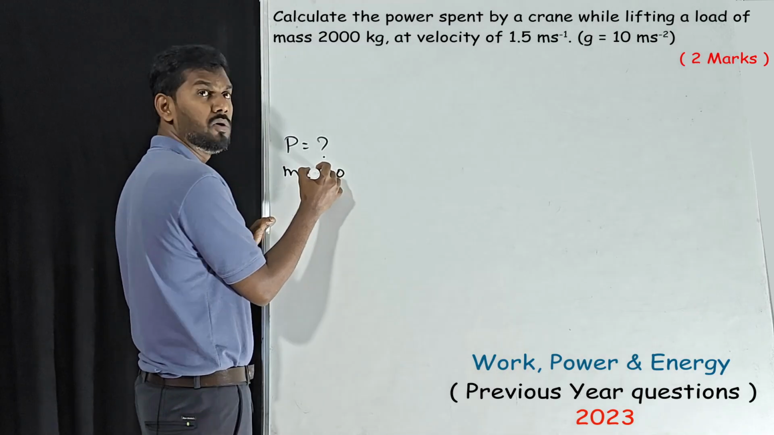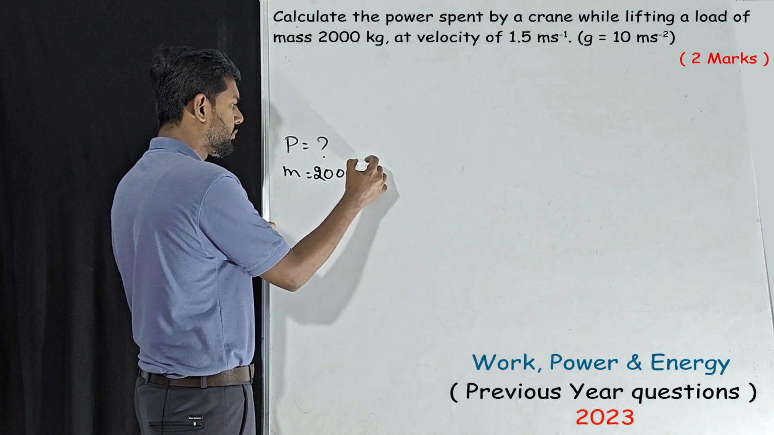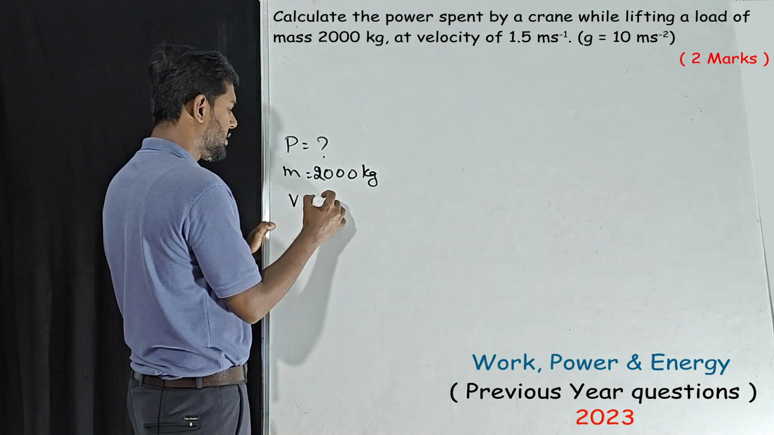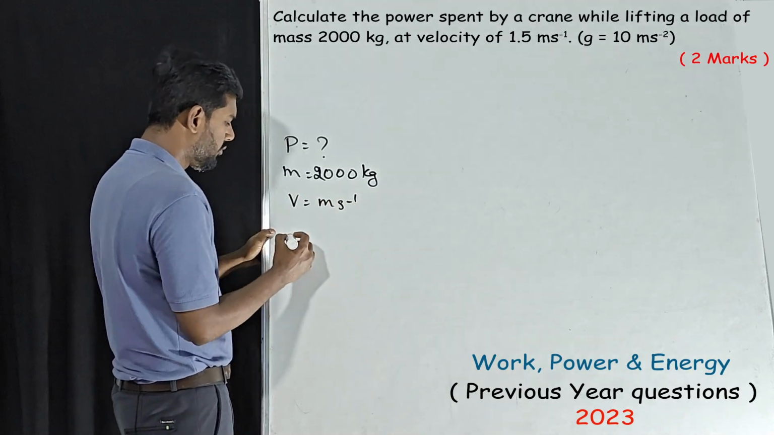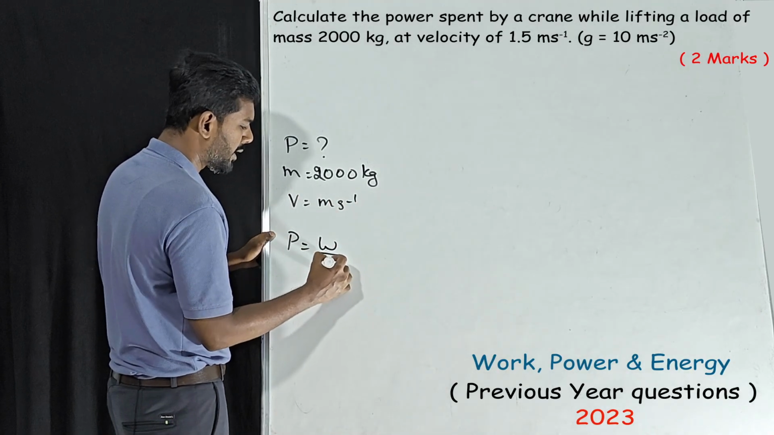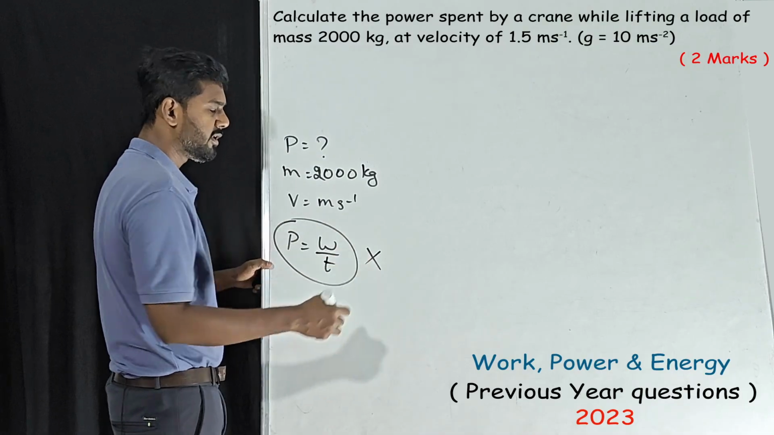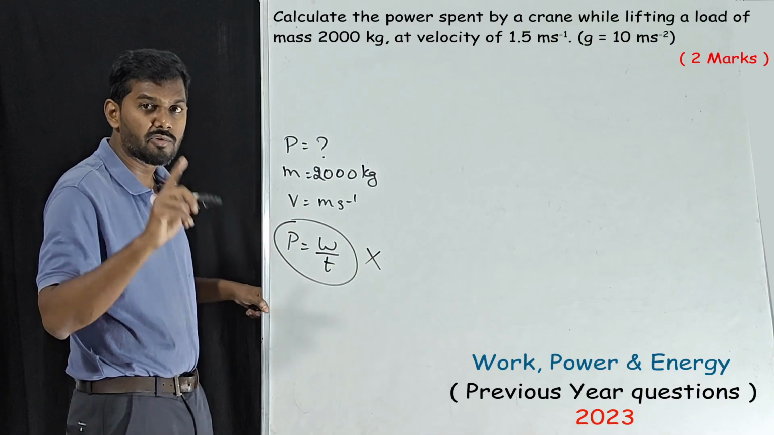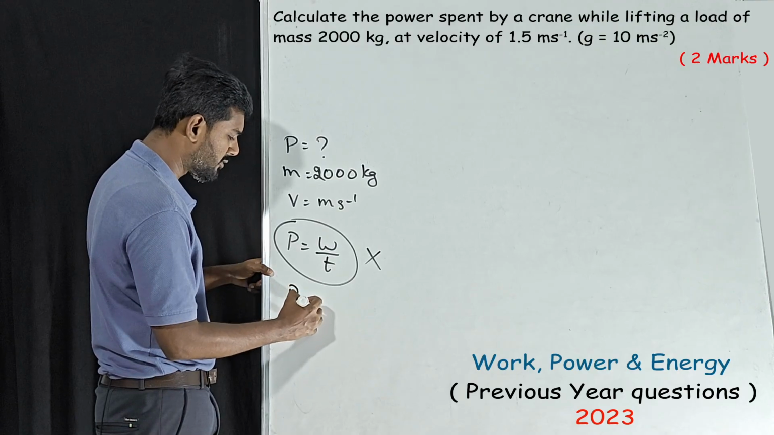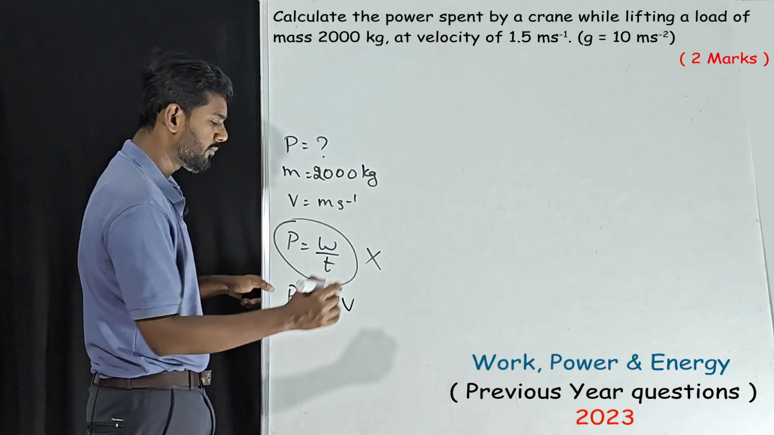Mass is equal to 2000 kg and velocity is equal to 1.5 meter per second. To find power, work done by time is the formula. Is time given? No, so this is not the formula we are looking for. For power, we have one more formula, that is power is equal to F into V.